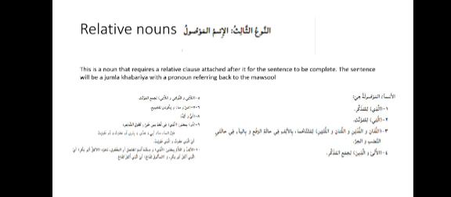Then you have ula and alladhina. So these are for the masculine plural. Then you have allati, allawati, and allai, which are for feminine plural. You have man and ma, and both of these terms can be used for masculine and feminine words. Man means basically who, and ma means what.